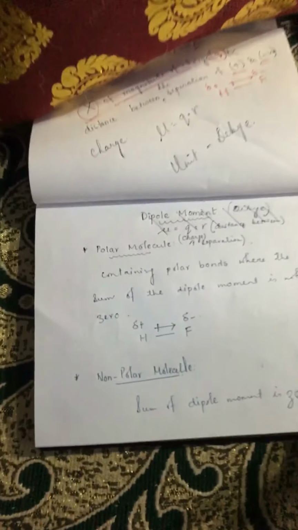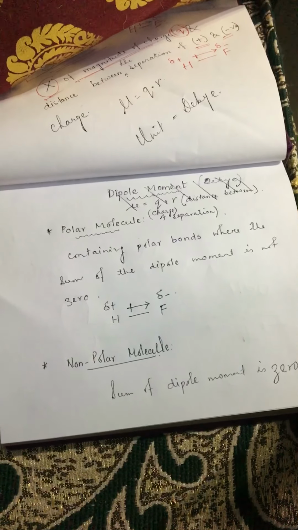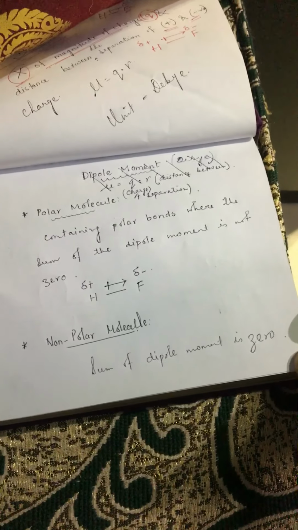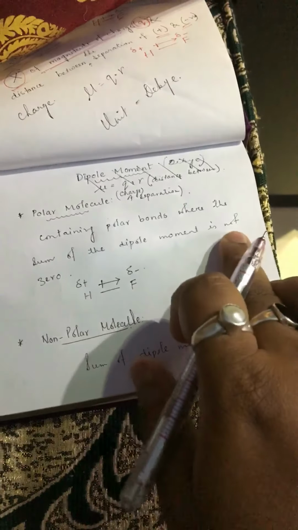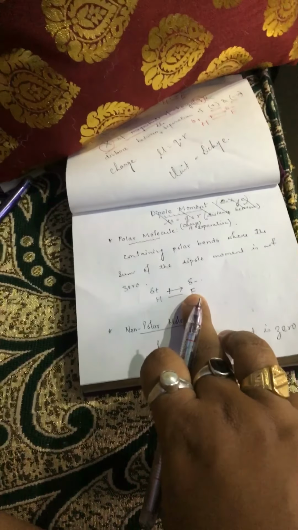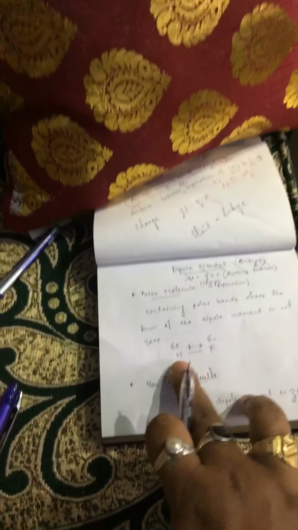Also, we know that dipole moment is related to polar and non-polar molecules. Now what do polar and non-polar molecules mean? A polar molecule contains polar bonds where the sum of the dipole moments is not zero. Since fluorine is more electronegative than hydrogen, they will acquire some charge, and that is why here the dipole moment mu is not equal to 0. We will give a better example, then it will be more clear to you.